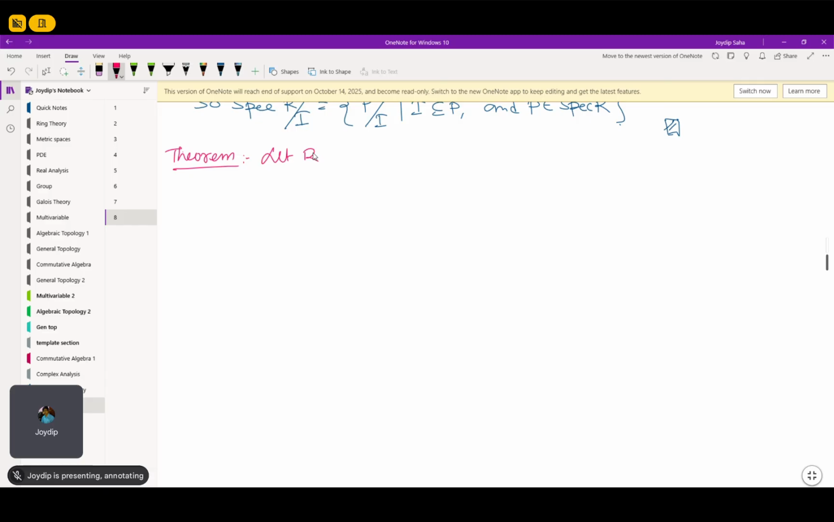Let R be a non-zero ring. M belongs to Max Spec R, that is, M is a maximal ideal of R, if and only if R mod M is a field. Proof.